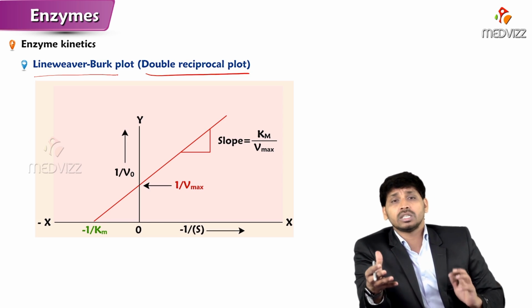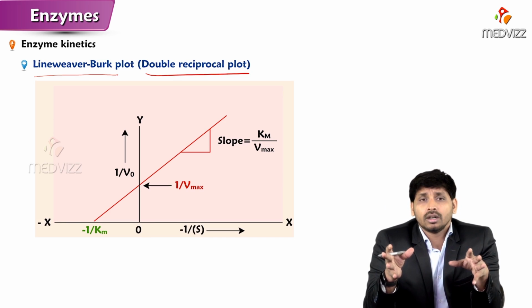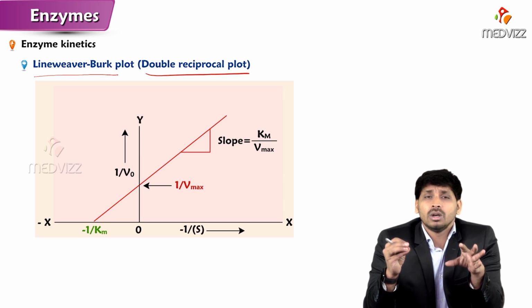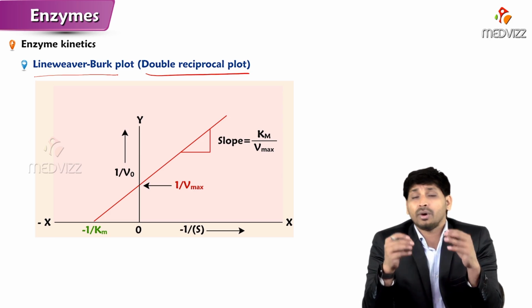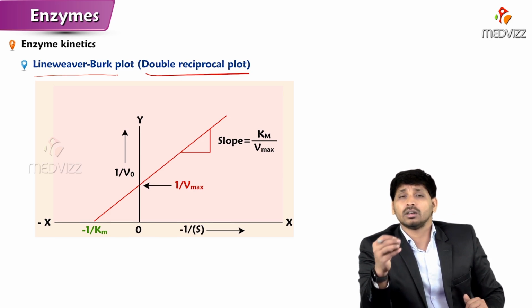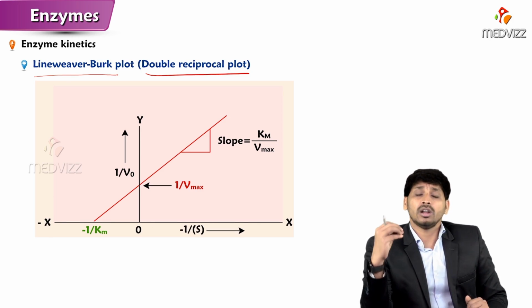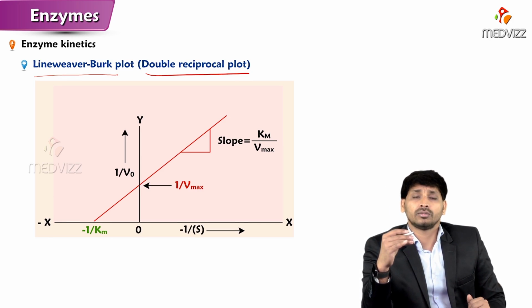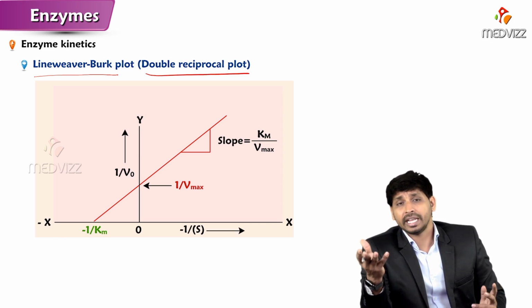So what is the advantage of this Lineweaver-Burk plot? With the Michaelis-Menten graph of velocity against substrate concentration, it is not always possible to assess the Vmax, the maximum velocity of the enzyme reaction. It is not always possible with all enzymes. Another disadvantage of the Michaelis-Menten graph is that it requires a lot of substrate to reach the maximum velocity of the enzyme reaction, which is not practical at all. It is also time taking.